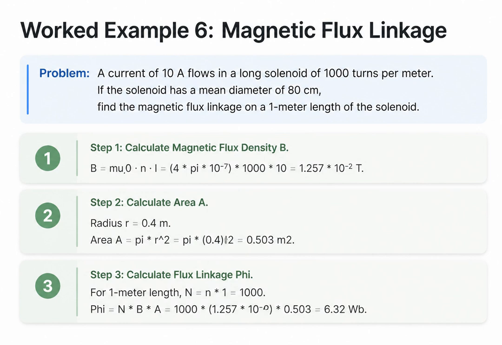Since we want the flux linkage over a 1 meter length, we use the 1,000 turns in that span. Multiplying the number of turns, the magnetic field, and the area together, we find the total magnetic flux linkage is 6.32 Webers.